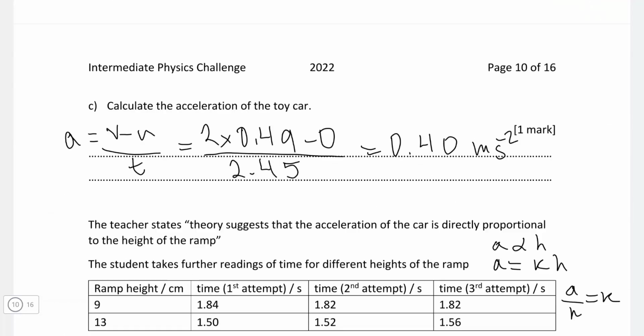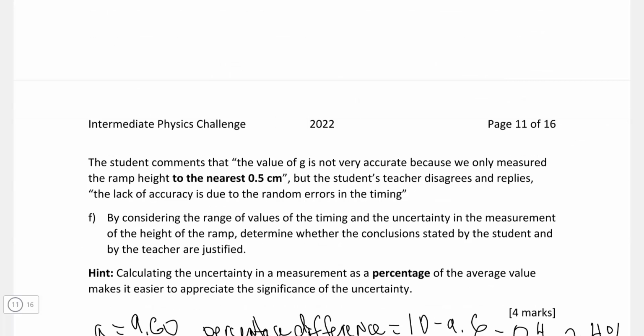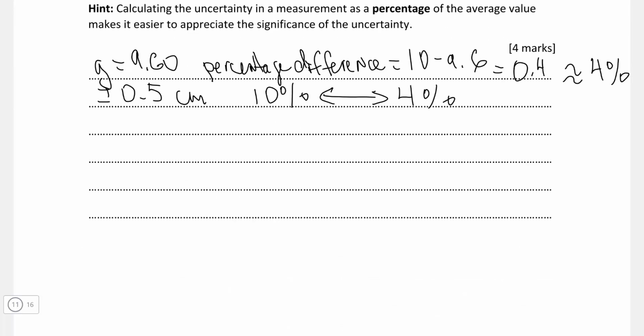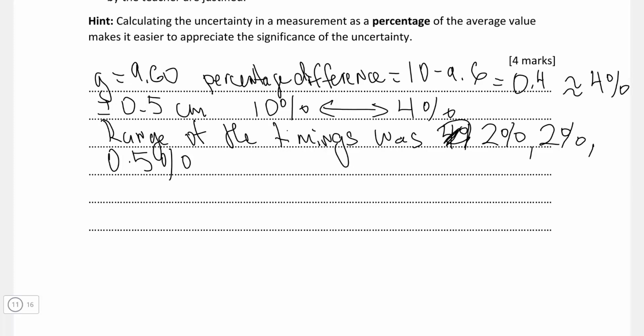I can repeat this for the other two sets of readings. So repeat exactly the same process for this one and for this one. I won't bore you with the calculations for this, but what we're going to find is that the range of the timings was 2% for the first set of readings, and it was actually 2% for the second set of readings, but only 0.5% for the larger height, and for the third set the reading was just larger.